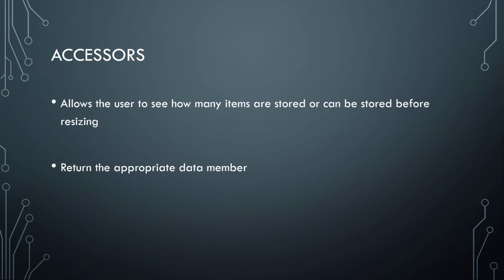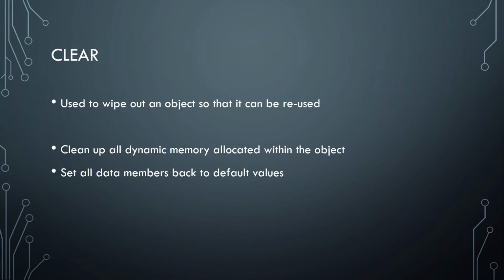Here we have just a couple of quick accessors that will allow us to check either the size of the DynArray, the number of elements that are currently being stored, or the capacity, the number of items that can be stored before we have to resize. We're not going to write any mutators or modifiers where we would be able to change this data. So this is just some get methods so that we can access this information from outside of the class.